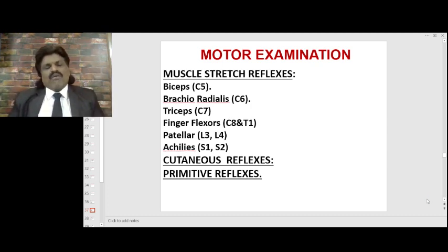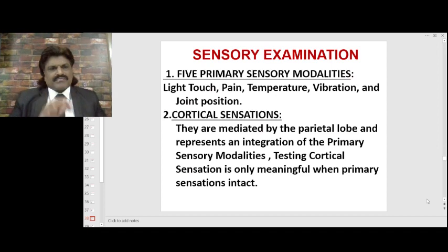So we get such important information by looking at the primitive reflexes, namely the rooting reflex, sucking reflex, grasp reflex, and avoiding reflex. These reflexes are present normally in infancy, but they have to disappear after infancy. If these reflexes are present beyond infancy, or disappear and reappear after some time, that means the lobes are immature or diseased. Then we come to the sensory system.